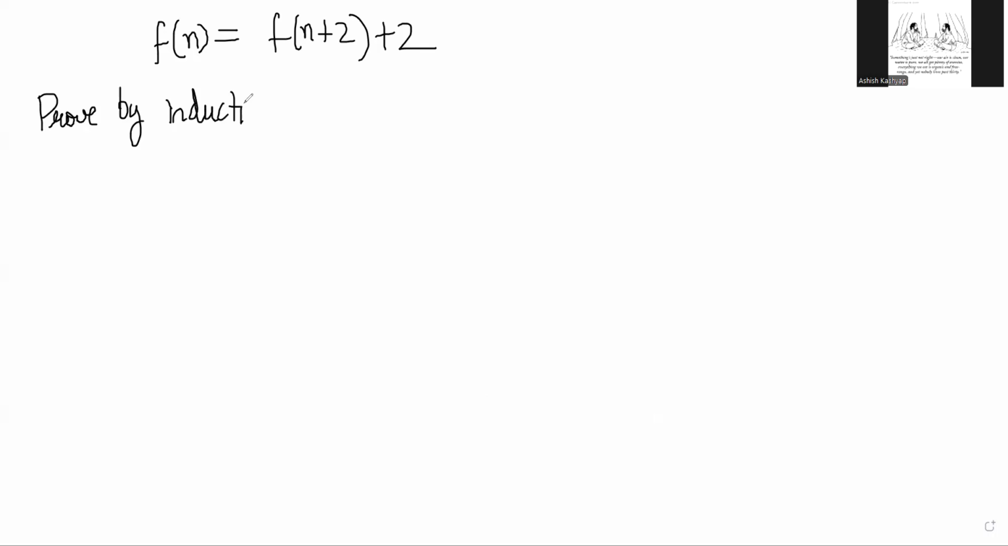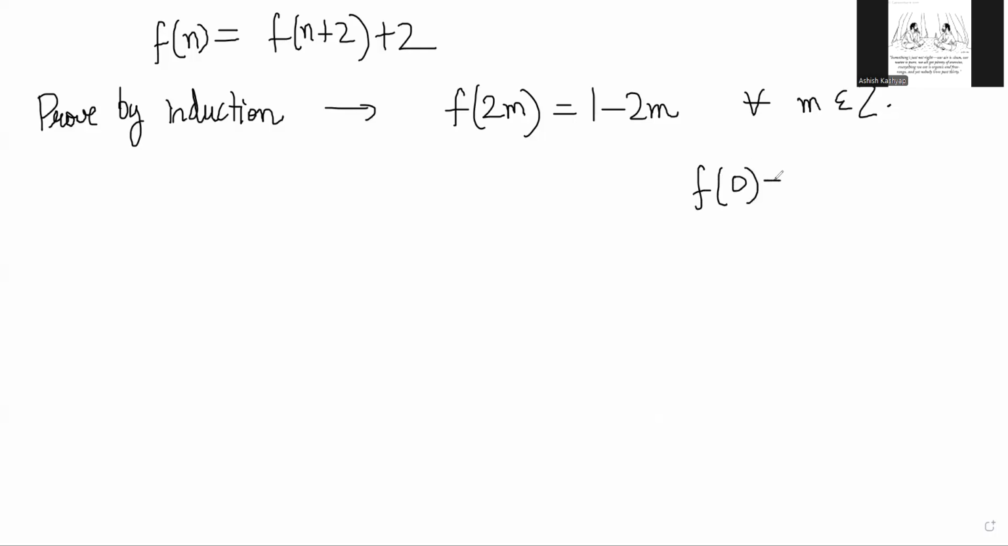So we have gotten a condition f of n is equal to f of n plus 2. It is very easy to prove by induction. Prove by induction that f of 2m will be equal to 1 minus 2m for all m belongs to integer. How do we do that? It's quite simple. We can see that f of 0 is equal to f of 2 plus 2, and f of 0 was given as 1 in the question. So we are getting f of 2 is equal to minus 1 from here.